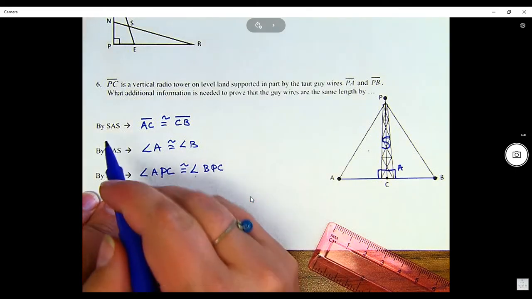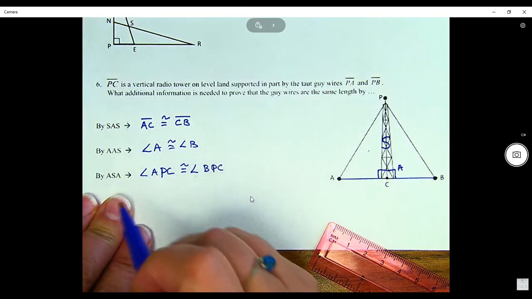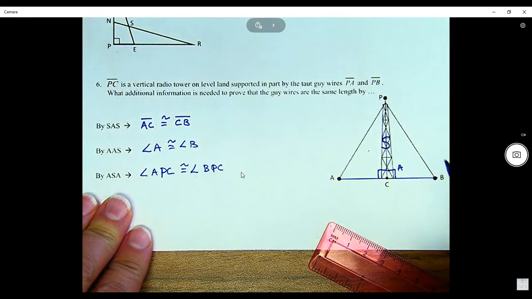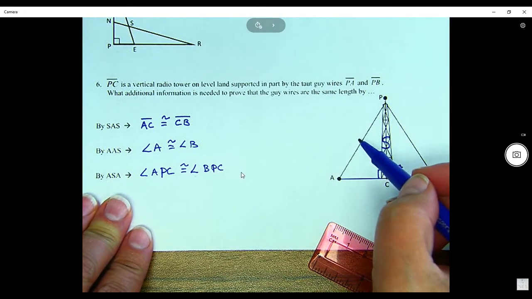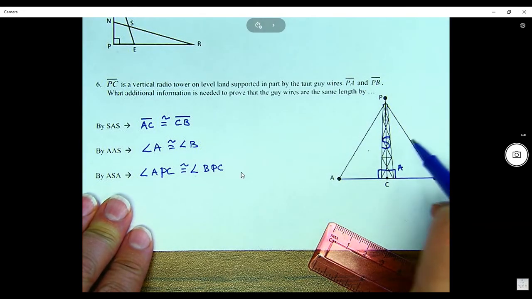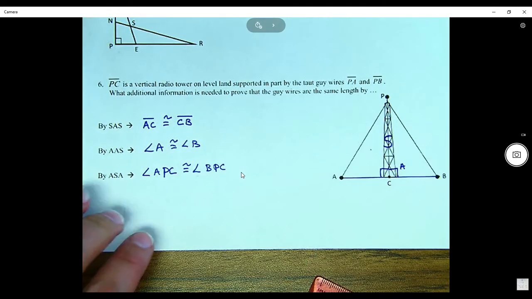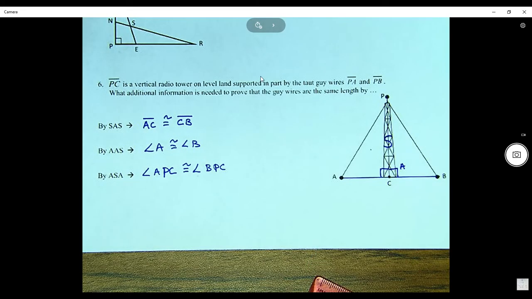And that's it. If you knew by any of these methods that the triangles were congruent, then by CPCTC, you would know that the guy wire PA was congruent to the guy wire PB. That guy wire, again, is like the metal wire that's sort of tied to the ground to support that radio and keep it in place.